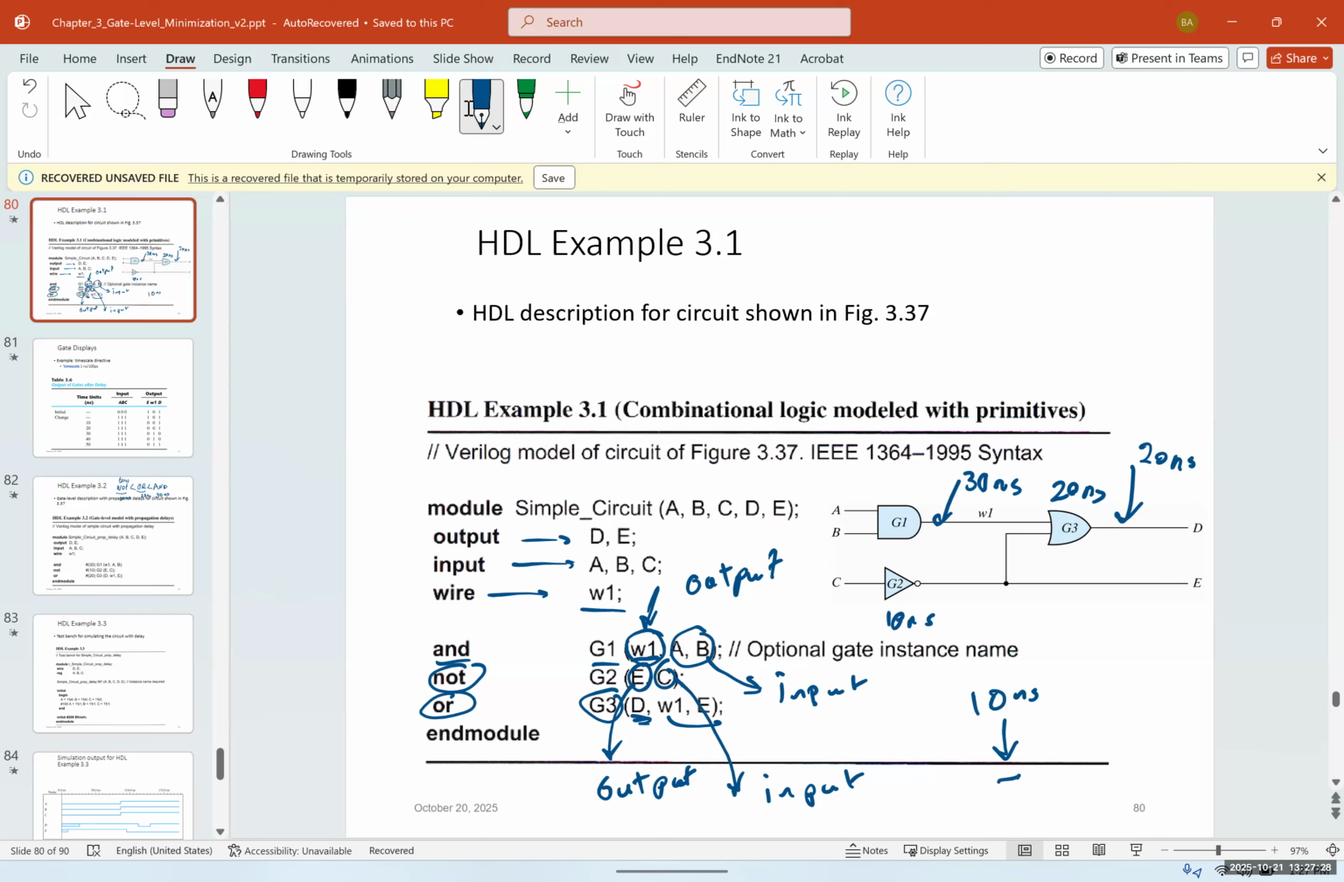So what happens at 10 nanoseconds? At 10 nanoseconds, I would only get E. At 20 nanoseconds, I would only get the output of G1, or I'm going to call it W1. And at 30 nanoseconds, I can get 30 plus 20, which gives us 50 nanoseconds. I get D, okay? So 10 nanoseconds, 30 nanoseconds here, and 50 nanoseconds for the whole thing.